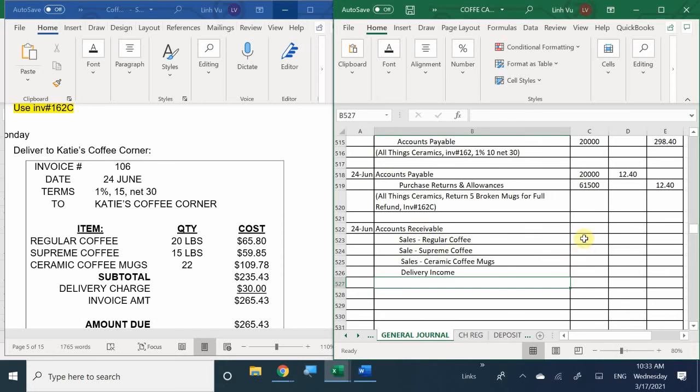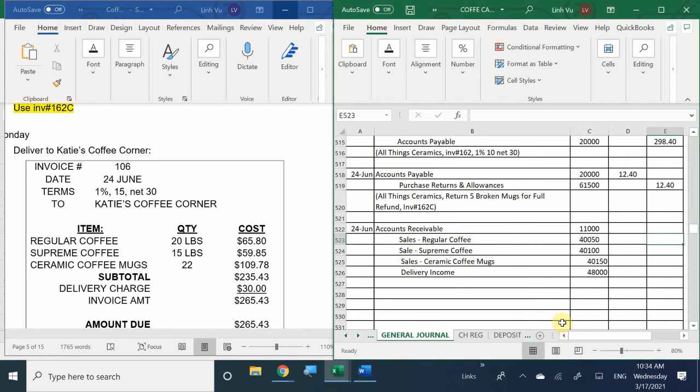My accounts receivable account should be 11,000. Then this should be 450, 400, for 100, and then for 150, and then delivery should be 48. Yes. Okay, so how much does she owe me? 265.43. Actually I'm gonna use that as my equal sum formula.